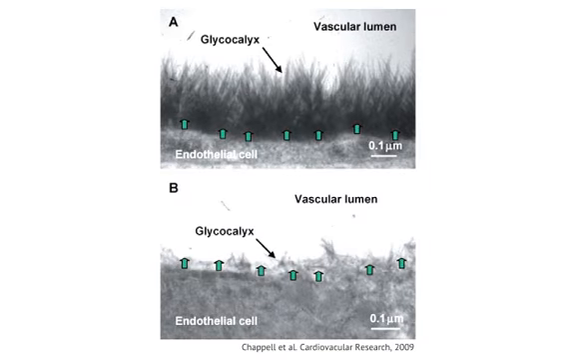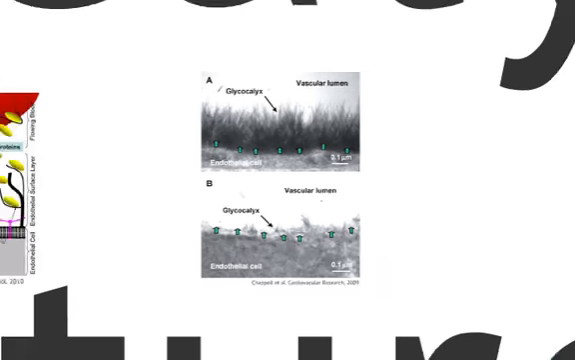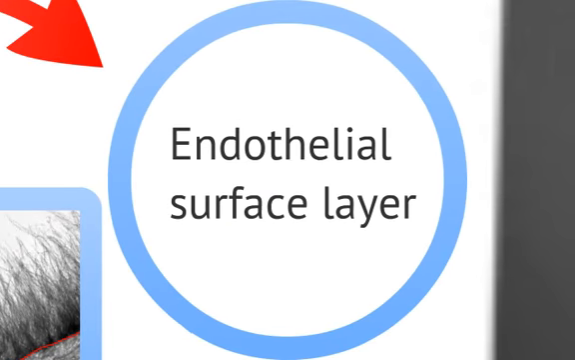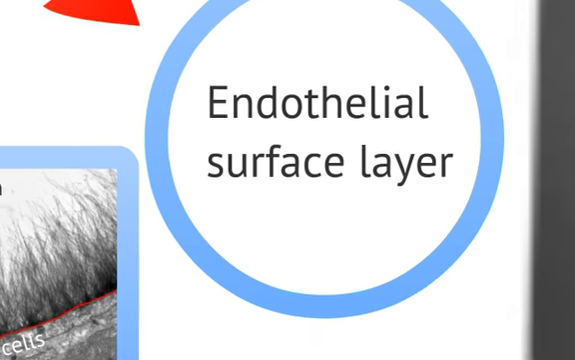Here we have an example of the difference between an intact glycocalyx and one that has been destroyed. The endothelial surface layer is created by the binding and intercalating of these plasma constituents with the structural elements of the glycocalyx. Albumin is critical as a component in the normal functioning of the endothelial surface layer.